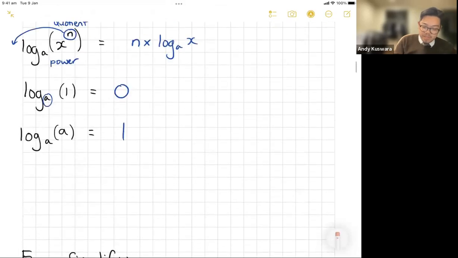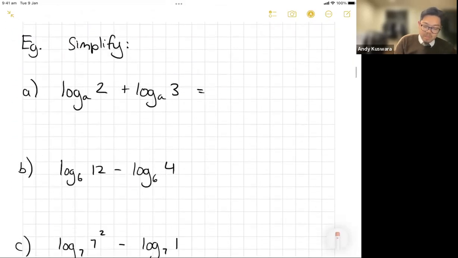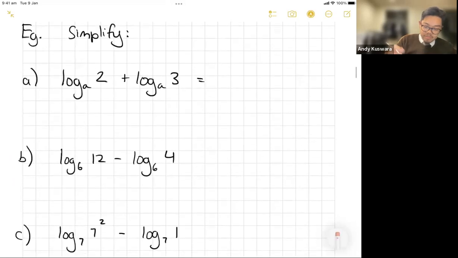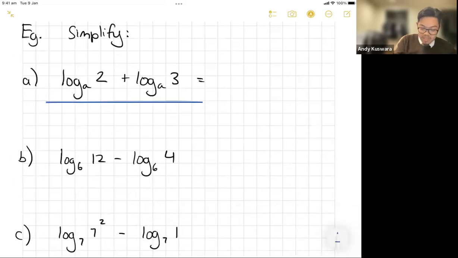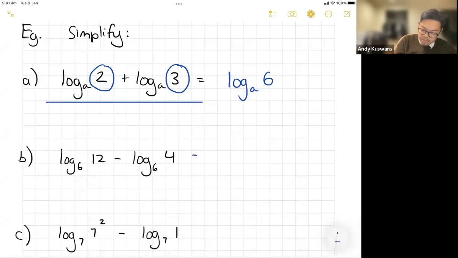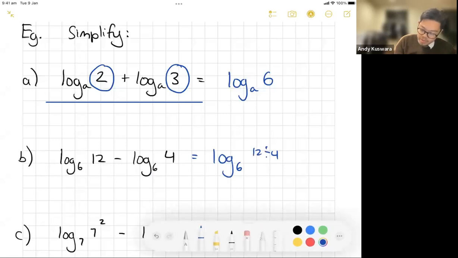Now let's see if we can use these log laws to simplify some expressions. I've got 3 here. Now here I can see that I'm adding 2 things together. So that means it's talking about the product of those 2 terms. So an easier way to simplify this is I could say this is log a of 6. Now I'm looking here again, I've got the same base, and I've got minus this time. So this time I know it's going to be log a 6 and then 12 divided by 4, or 12 over 4, which we know is going to be 3.